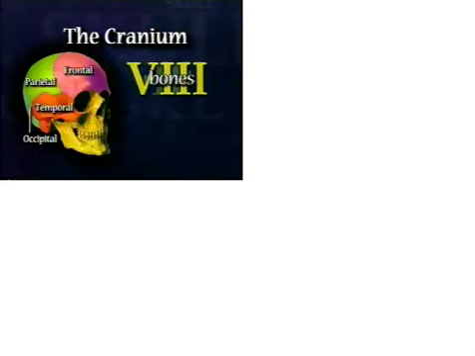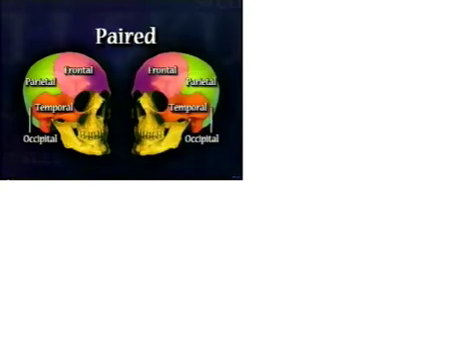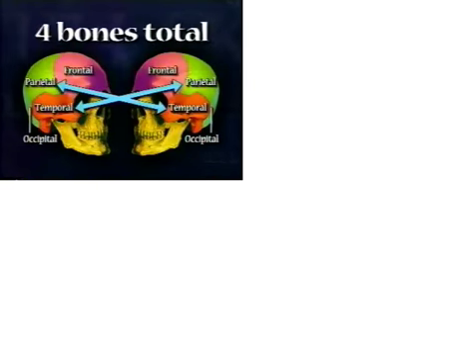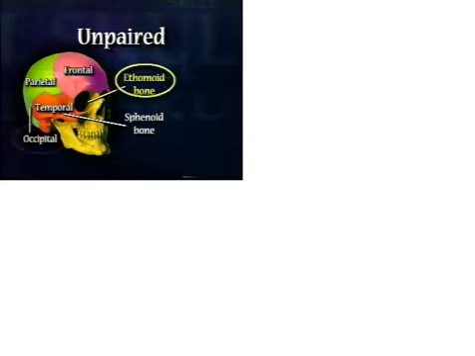The cranium contains 8 bones. 2 of them are paired and 4 of them unpaired. The 2 paired bones are the parietal and the temporal. That's 4 bones total. The 4 single bones are the frontal bone, the occipital bone, the ethmoid bone, and the sphenoid bone. Altogether, that's 8 bones, and yes, you have to know them all.